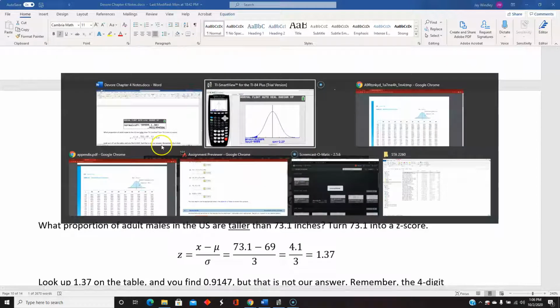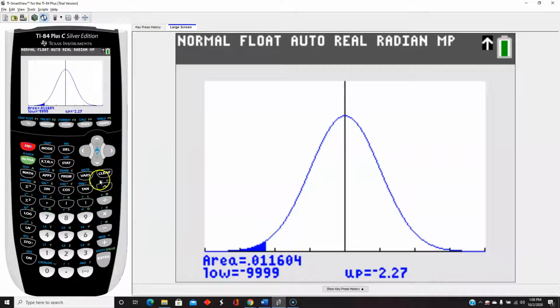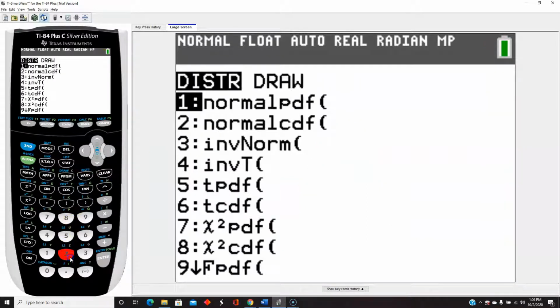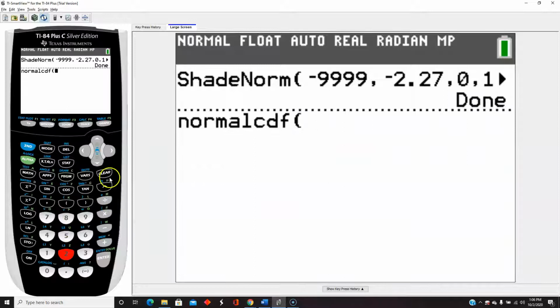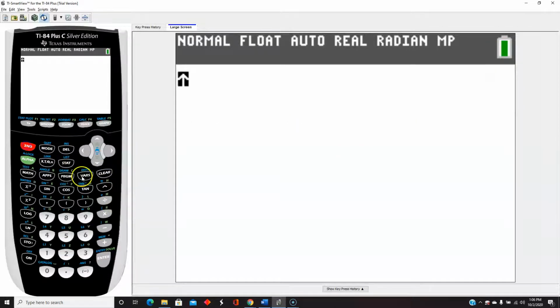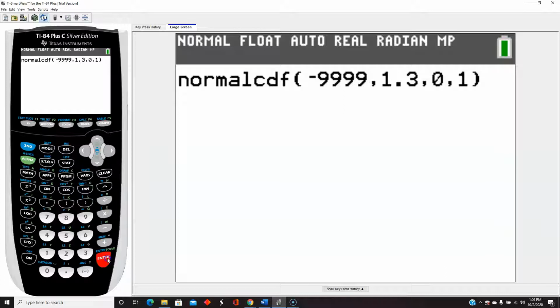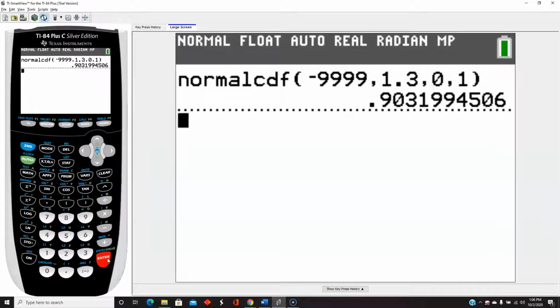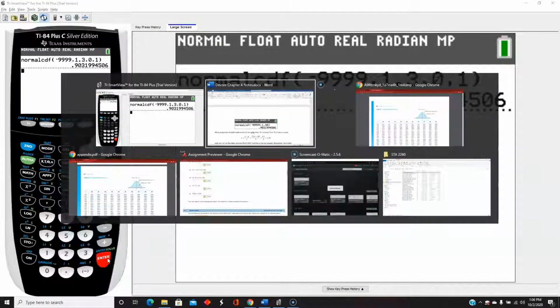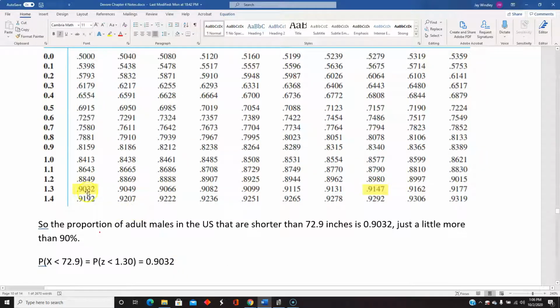Or normal CDF on the calculator, second vars, normal CDF. Okay, no, let's try this again. Second vars, normal CDF from negative infinity to 1.3. And that's the same 0.9032 that we got on the table right there.